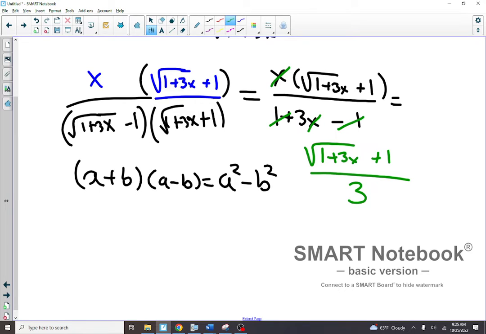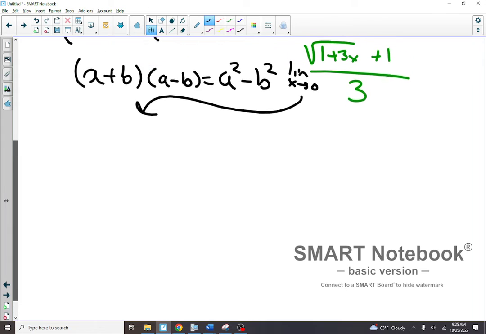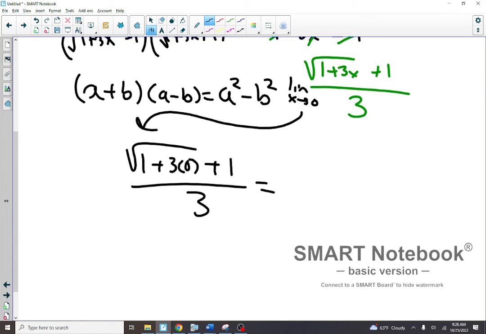Now this still looks awkward, but remember, I don't really care because now I can plug in my limit, which is limit as x approaches 0. So I can plug this in. Square root of 1, so I'll just put it in: 1 plus 3 times 0 plus 1 over 3. Well, 3 times 0 is 0. Square root of 1 is 1. So 1 plus 1 over 3. 2/3.